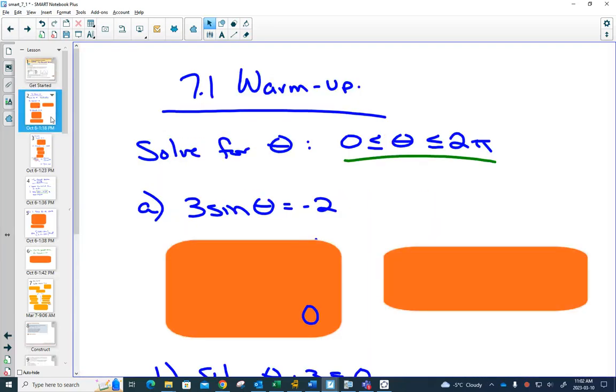Here are the warm-up questions. Well, unfreeze the screen for you. Solve for theta between 0 and 2 pi. I'll put up the answers in a bit.